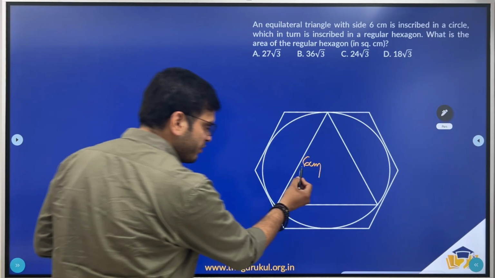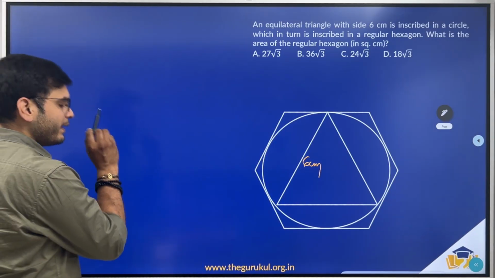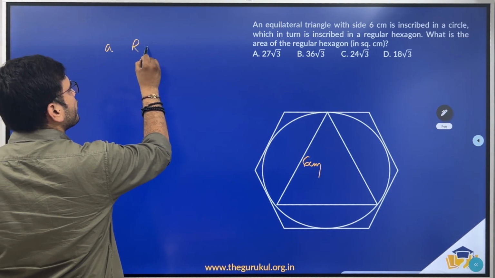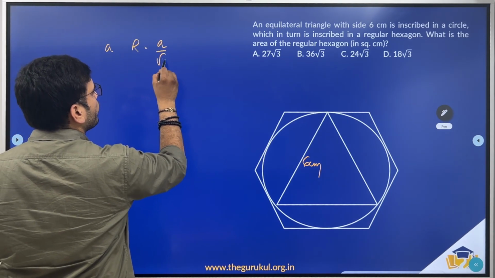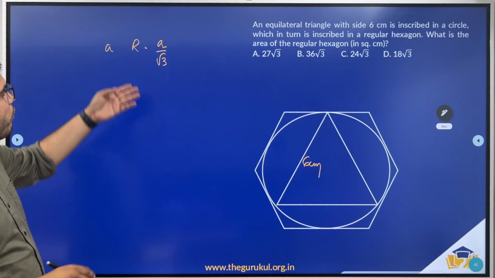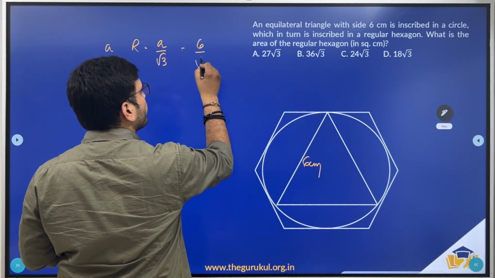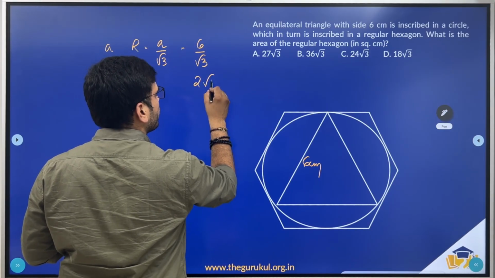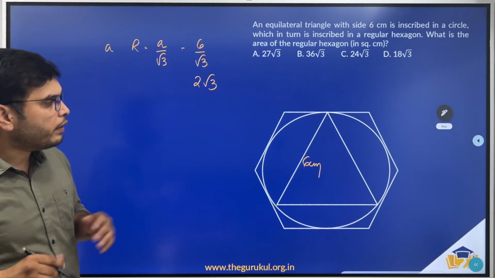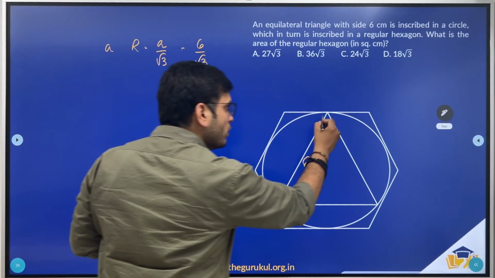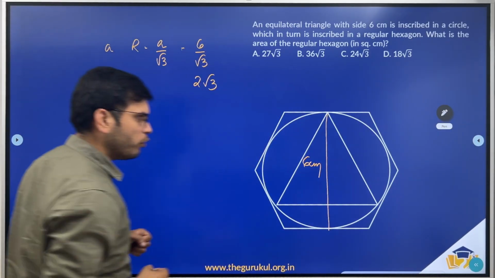Now, if this is 6 centimeters, please remember, in the case of an equilateral triangle with side A, the circumradius is nothing but A by root 3. Right. Now, here the value of A is 6. So, circumradius is nothing but 6 by root 3, which is 2 root 3. Done. Right. So, the radius of the circle is 2 root 3. So the diameter becomes 4 root 3.